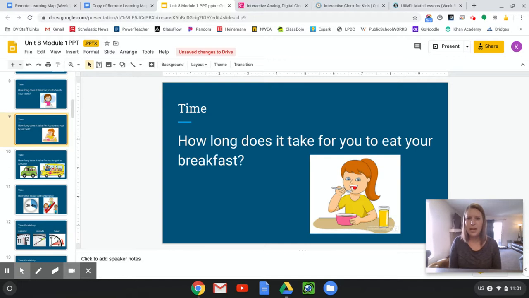Same thing for this one. How long does it take you to eat your breakfast? Well, that might depend on what you're eating or if you're distracted while you're eating, right? So think about that the next time you eat breakfast. How long is it taking you? Hopefully it's not taking you an hour. That would be too long.